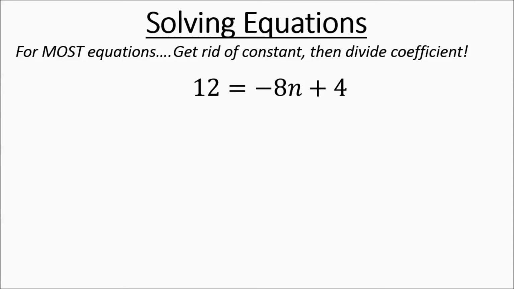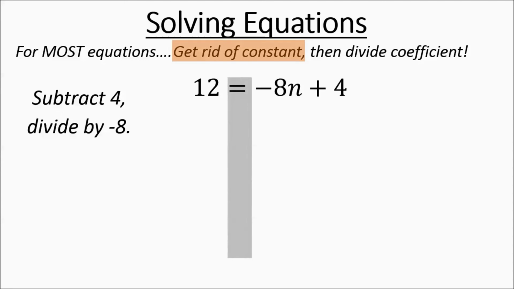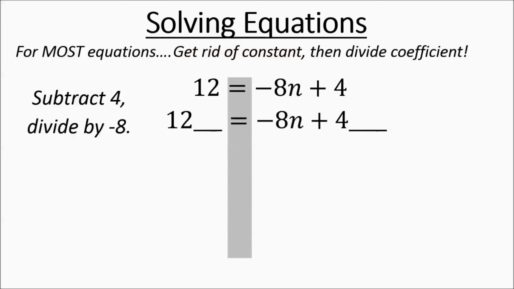Now over here we've got 12 equaling negative 8n plus 4. The variable's on the right side of the equal sign, so this time we're going to focus on the right side of the equation. We're going to get rid of that 4, then the negative 8. We're going to subtract 4, divide by negative 8. So getting rid of the constant, we're going to rewrite the problem with some space.